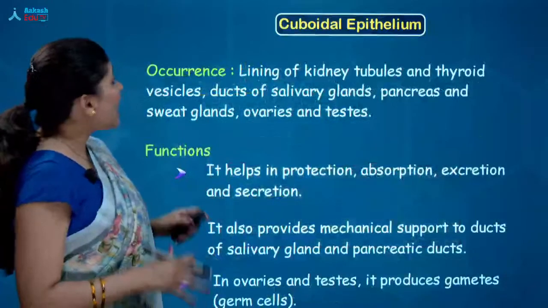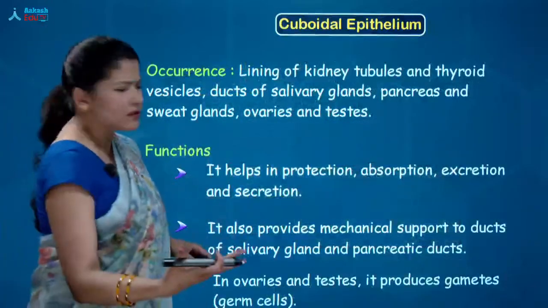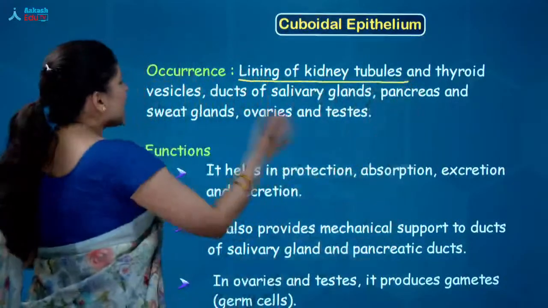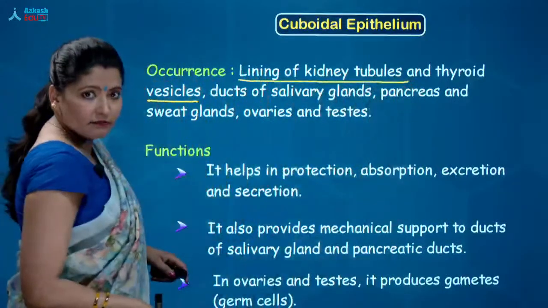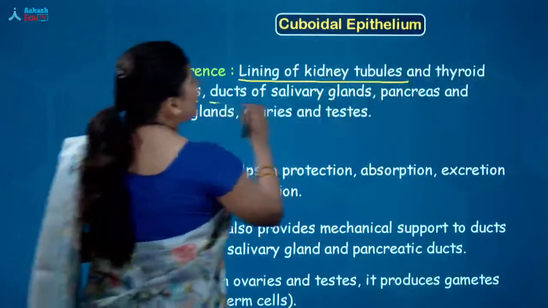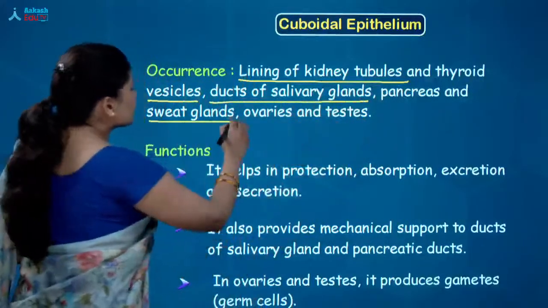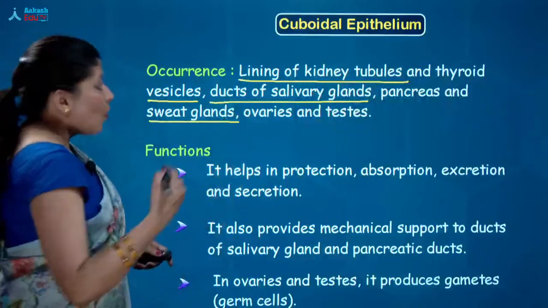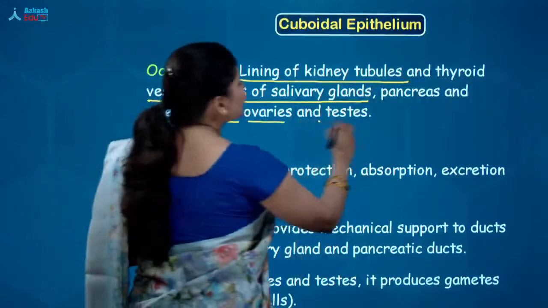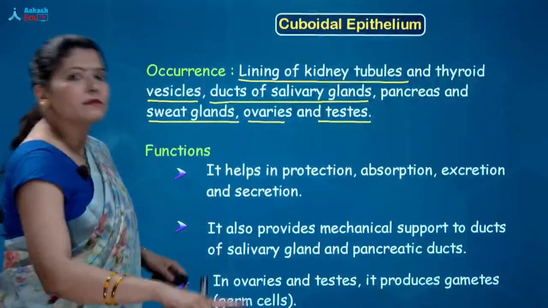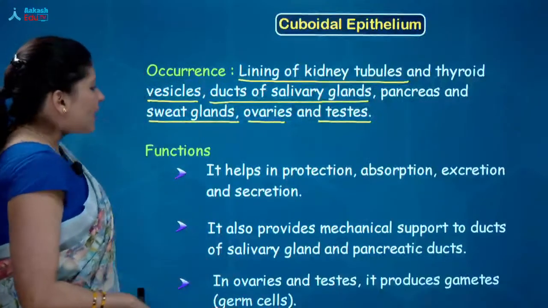Moving to the occurrence, where it is present. कहाँ present होता है? So it is present in the lining of kidney tubules and thyroid vesicles, as well as in the ducts of salivary glands, duct of pancreas, and duct of sweat glands. Ovaries में भी present है, testis के ducts में भी present होता है. So always remember कहाँ present होगा? Ducts में present होगा.